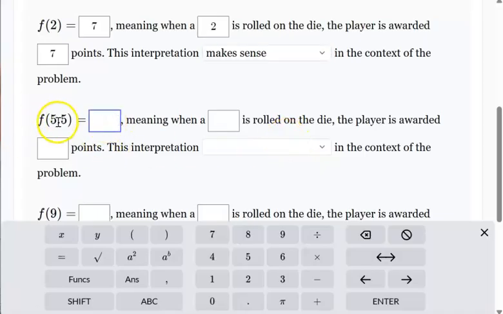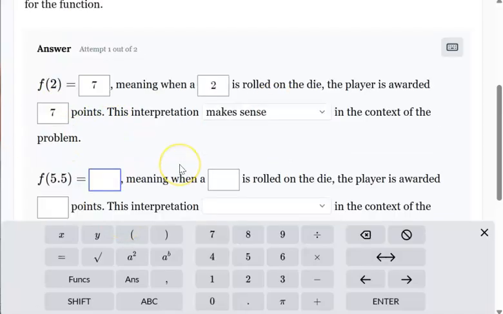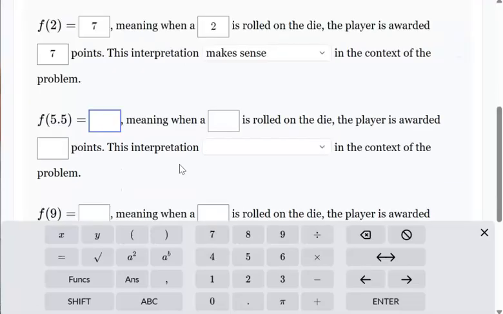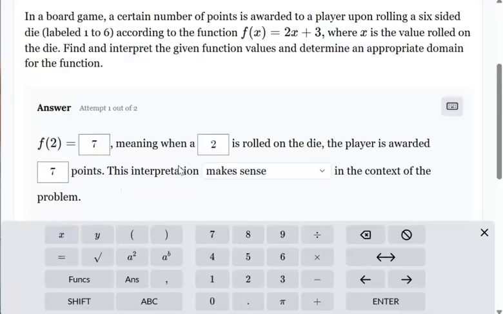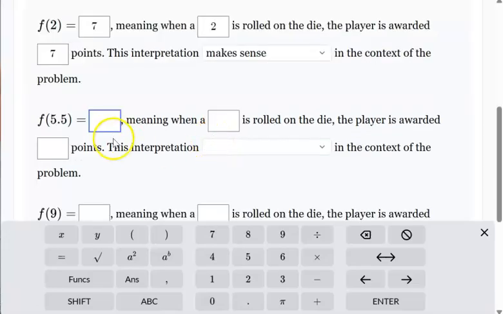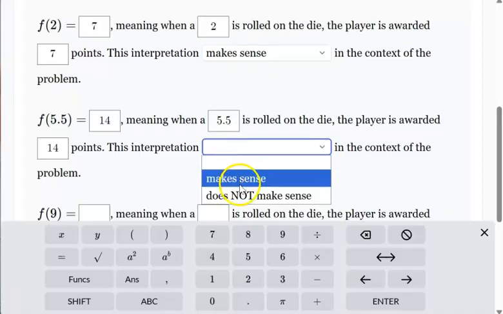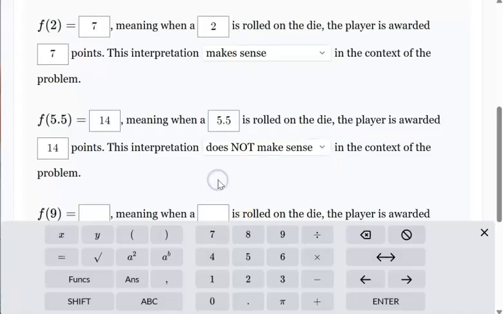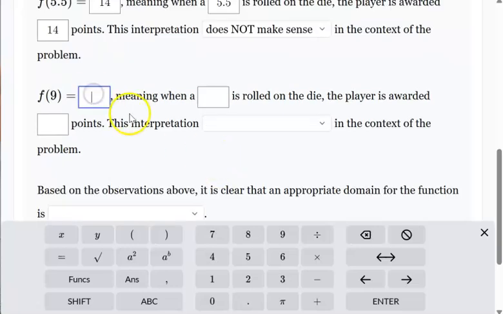Next option is if you had a 5.5. Doubling a 5.5 would give me an 11, and then plus 3 would give me 11, 12, 13, 14. And that would mean that if a 5.5 is rolled on the die, then 14 points would be awarded to the player. This doesn't make sense because 5.5 isn't a thing that we can roll. So we move on to the next one.